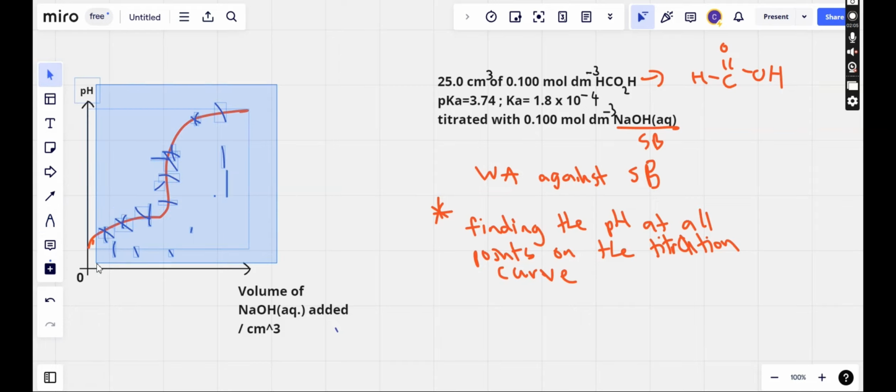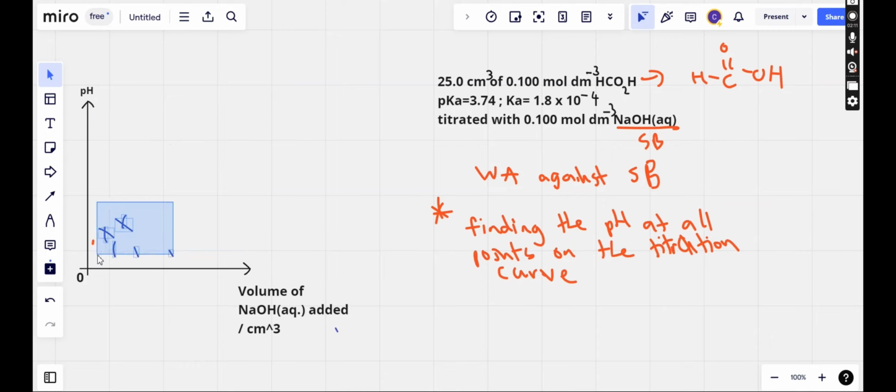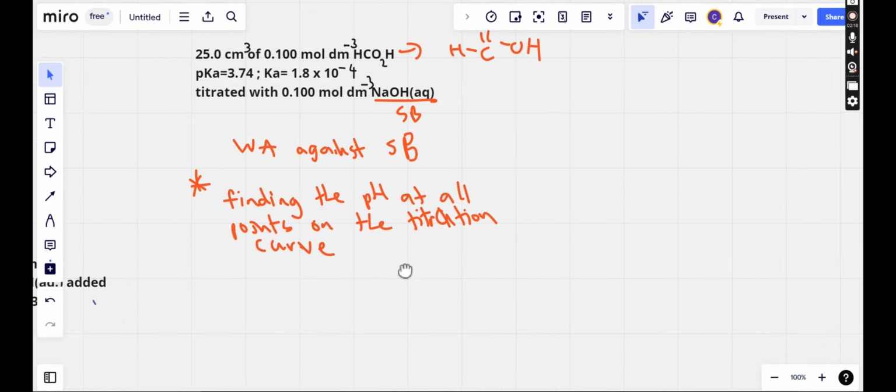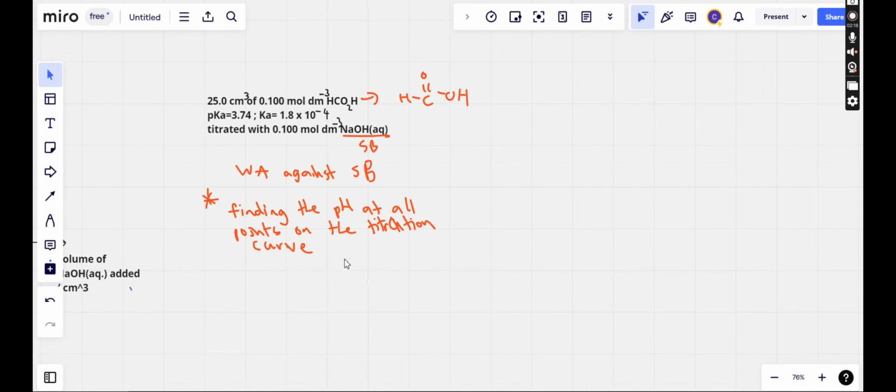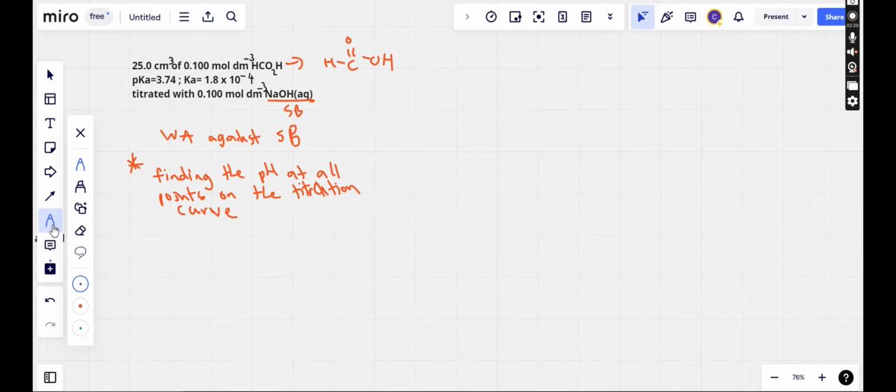So I delete all of this. Okay, and let's get started. Let me zoom out a bit so that I've got more space to write. So let's find the initial pH. Let's start off with the initial pH.